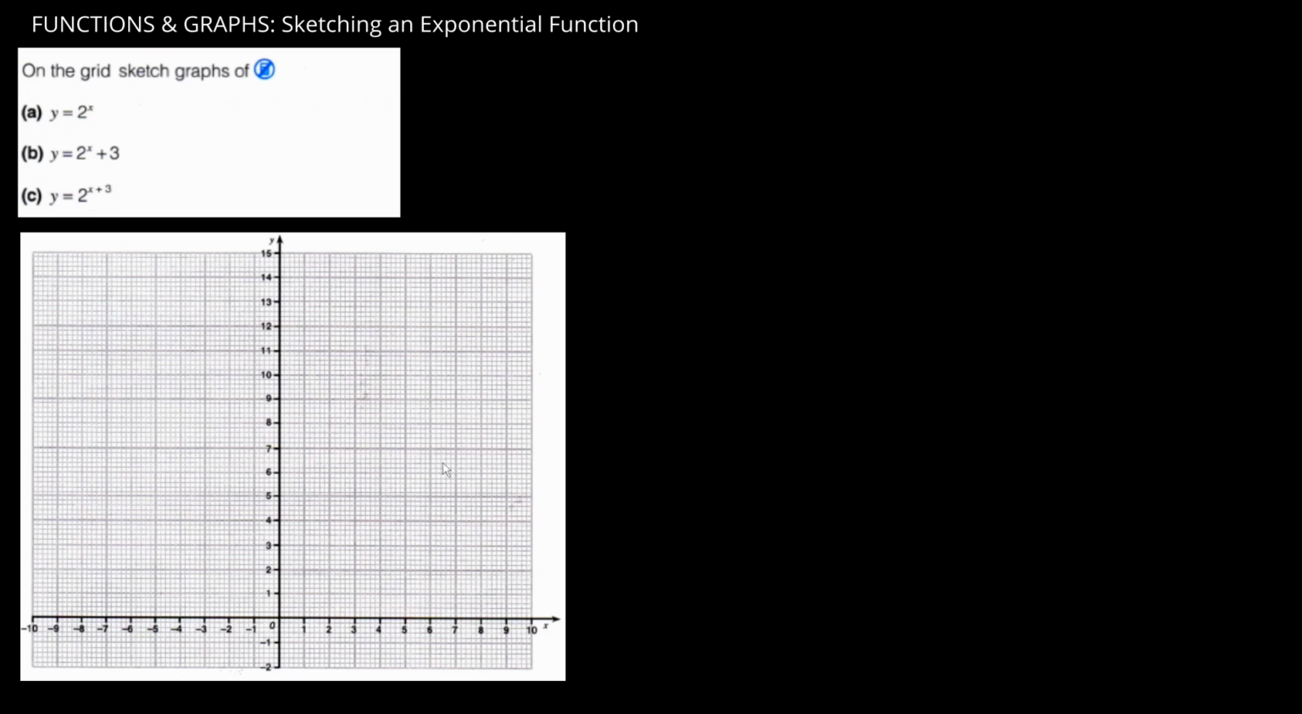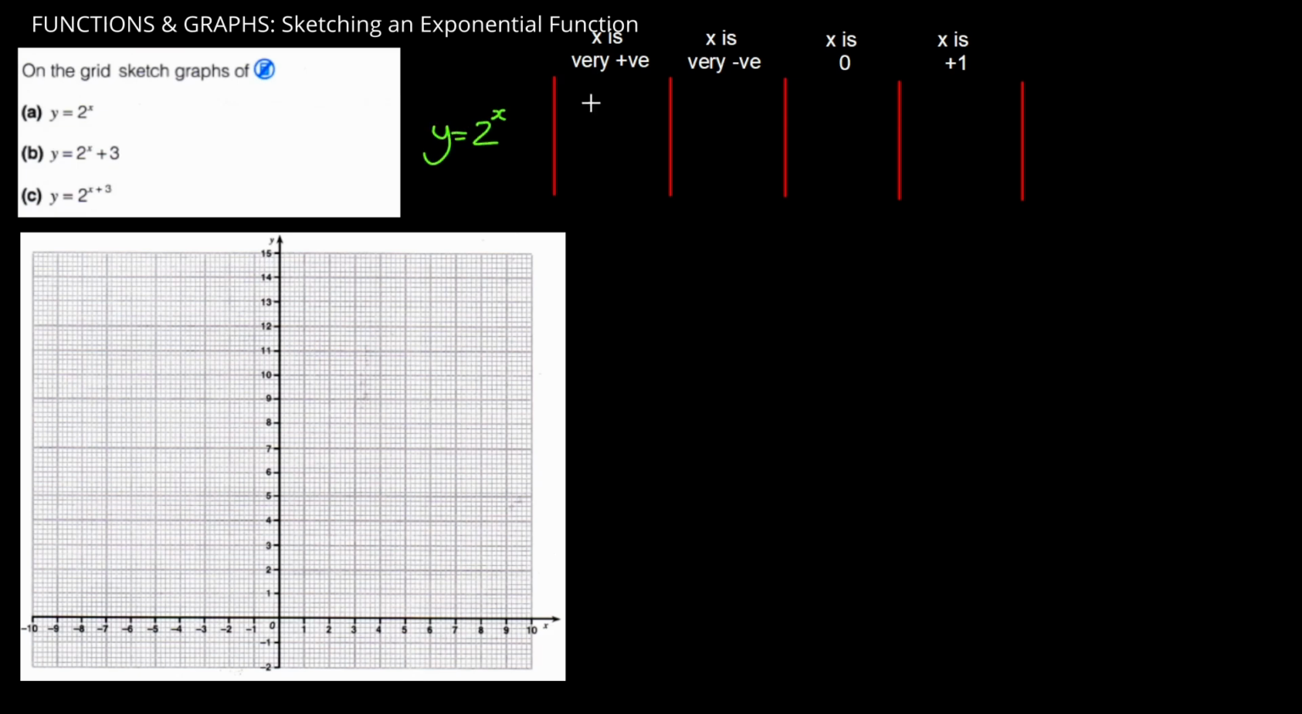There's a much better way, and it's to examine what happens to the function when x is very large positively and when x is very large negatively. So here's a table into which we can put the results. So our function is y is equal to 2 to the x. So when x is very large and positive, 2 raised to the power of that very large number is going to be very large. So it's going up there.